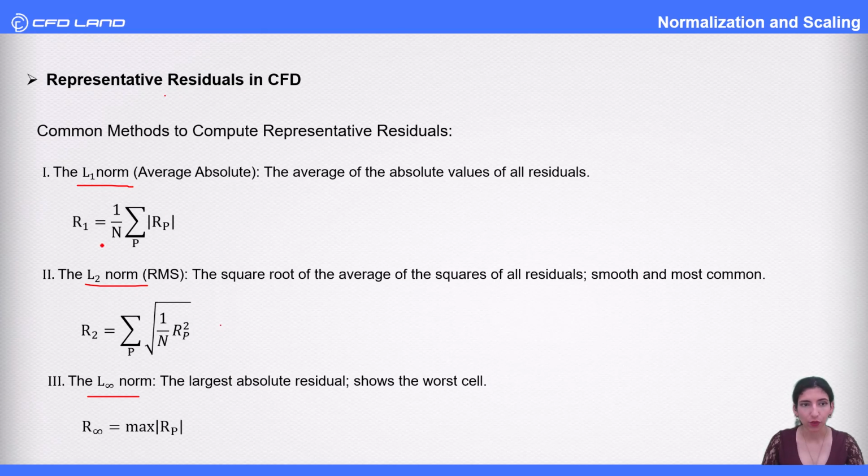As you notice, L1 norm and L2 norm are divided by the number of cells. It is because we like to remove the effect of the number of cells on the value of representative residual. And since L2 norm uses the square value of residuals, larger residuals add more weighting to the representative residual, while all residuals have equal weighting in L1 norm.